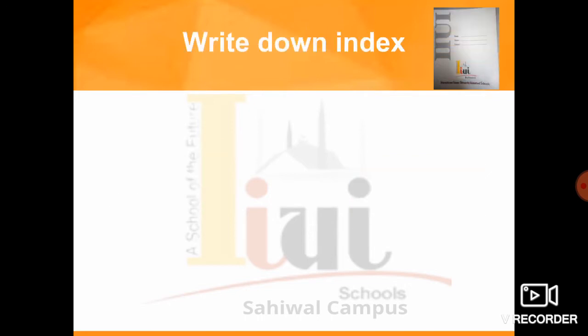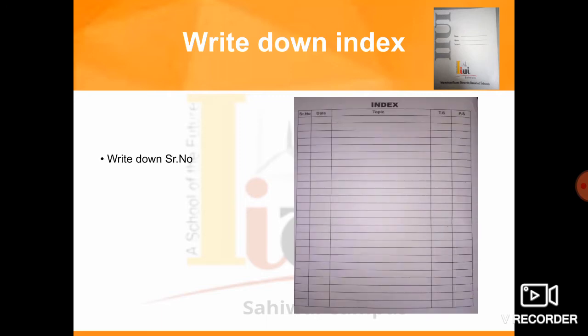So first of all, you have to open your English classwork notebook and prepare your index. For your index you will write down the serial number, date and the topic, which is newspaper article.